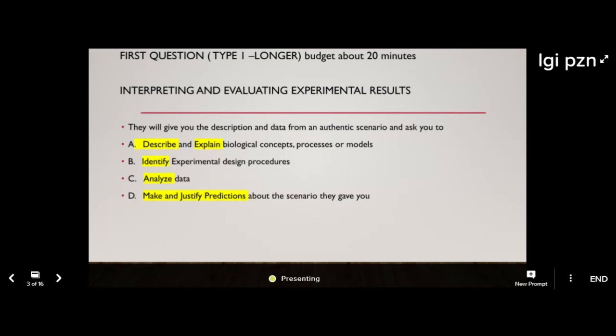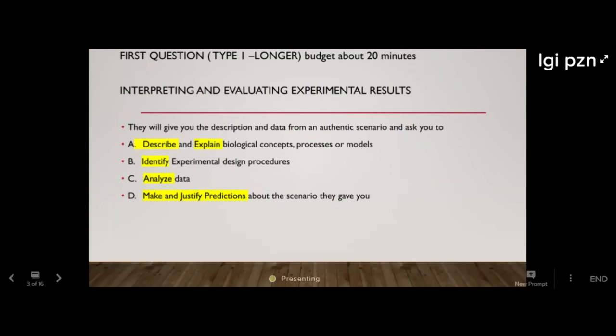They'll give you authentic scenarios that are going to look like Greek to you. There's going to be an experiment you've never heard of before, using organisms with scientific names you've never heard of before. They're going to try to intimidate you, okay?